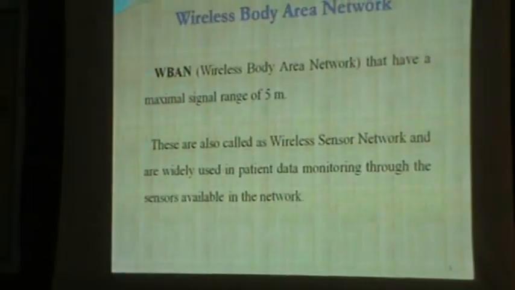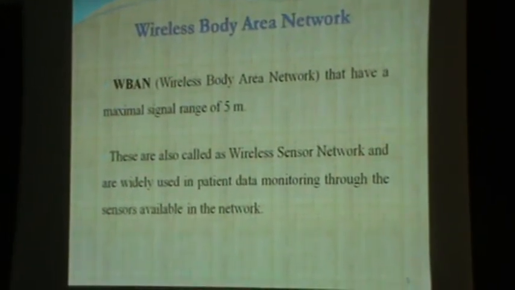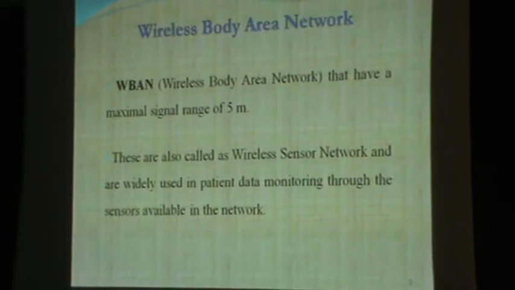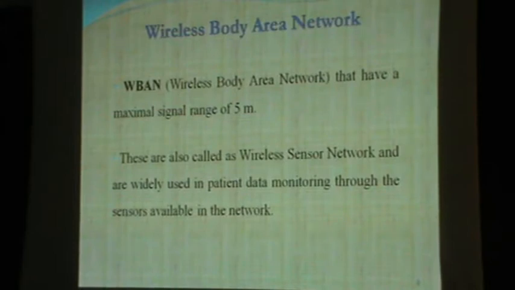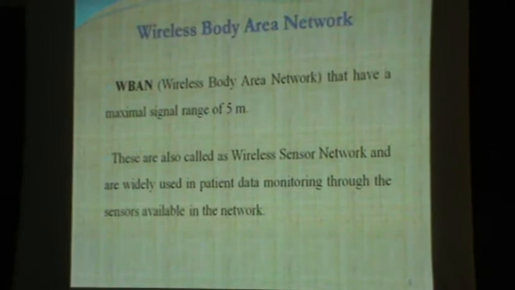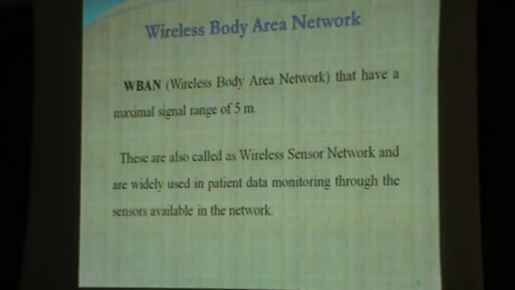Next. In the previous figure, it is indicated what technologies are used in the different types of wireless network. When it comes to the wireless body area network, as I mentioned in the previous figure, it can cover a maximum signal range of 5 meters. What are the main applications of this body area network? It's mainly used for health monitoring. These particular networks are also called wireless sensor networks, because they are mainly used for transmitting information from the sensor, which can be placed on the surface of the body or implanted within the body.